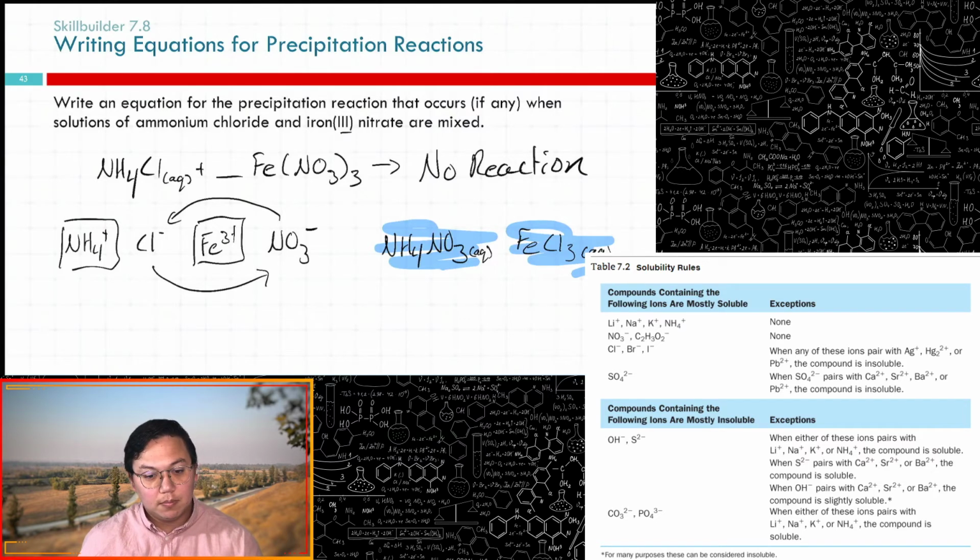Where's the iron part? I don't see where it shows that that's soluble. Am I just blind? Right, it's because it's not on the list, actually. So if you look at chlorine, and to the right of that, it says when any of these ions pair with silver, mercury, or lead, the compound is insoluble. So those combinations would not be soluble. For everything else, chlorine as a part of a molecule would be soluble. Oh, okay. Yeah, so any other cation, it's soluble.